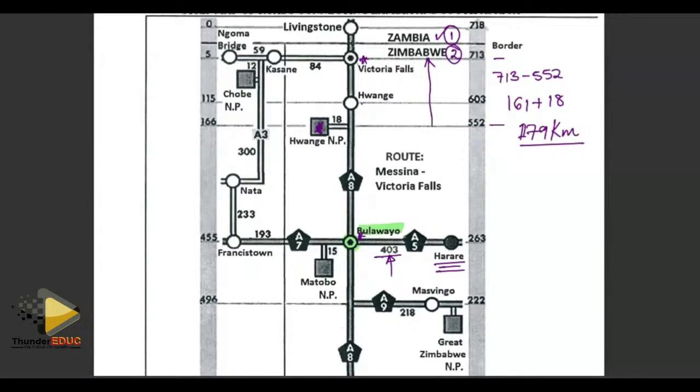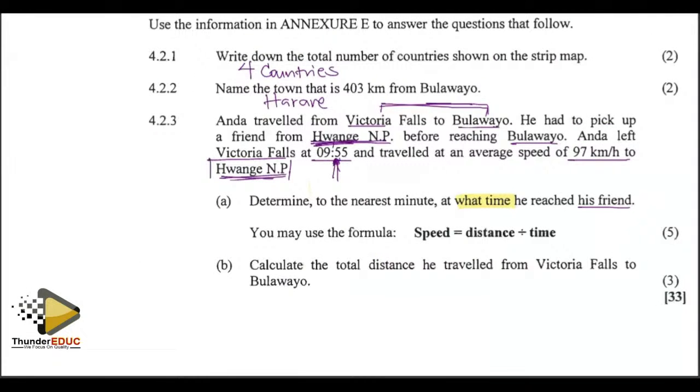Find the distance in between those two, plus the distance that you've traveled going inside the national park, off the national road. That's why I'm adding on the 18. So the distance is 17 kilometers finished. Then we say our distance now is 179. These are kilometers.